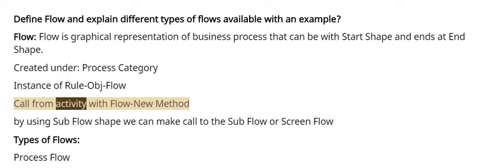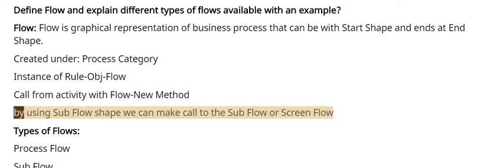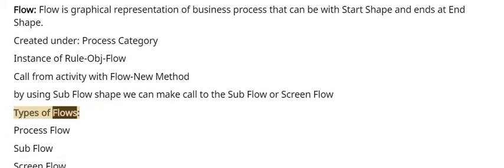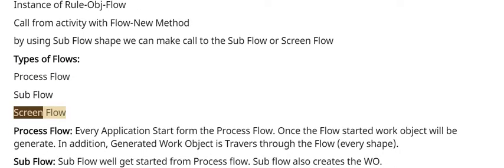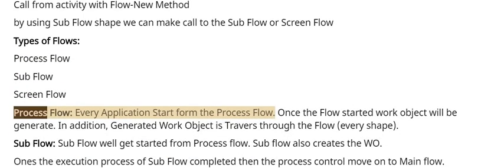A flow is called from an activity with the flow new method. By using the subflow shape we can make a call to the subflow or screen flow. Types of flows: process flow, subflow, and screen flow.